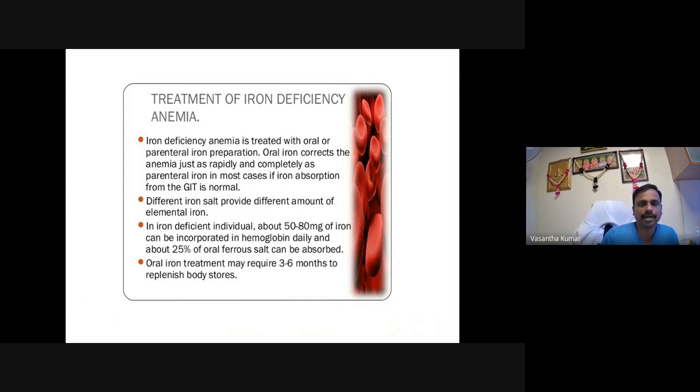Next is the treatment of iron deficiency anemia. It's simple. First, you have to check for the root cause. What is the cause, whether it's nutritional or malabsorption or there is blood loss. Address those things, and then you can supplement either orally or parenterally. Remember, if the patient is on oral iron supplements, patients might have constipation, so you can add lactulose or a prokinetic, or advise the patient to take a higher fiber diet.